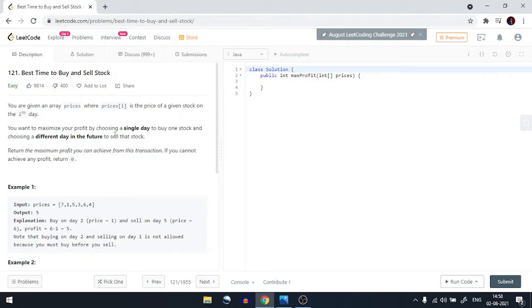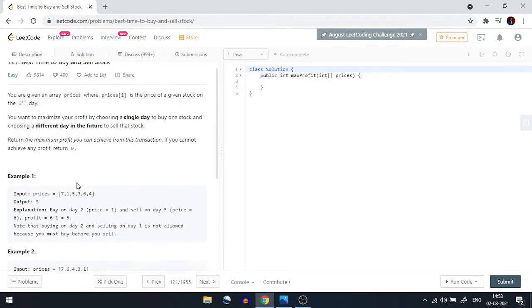Today we are going to solve best time to buy and sell stock. Let's understand the question first, then we will move to the approach. So we have been given an array with prices.